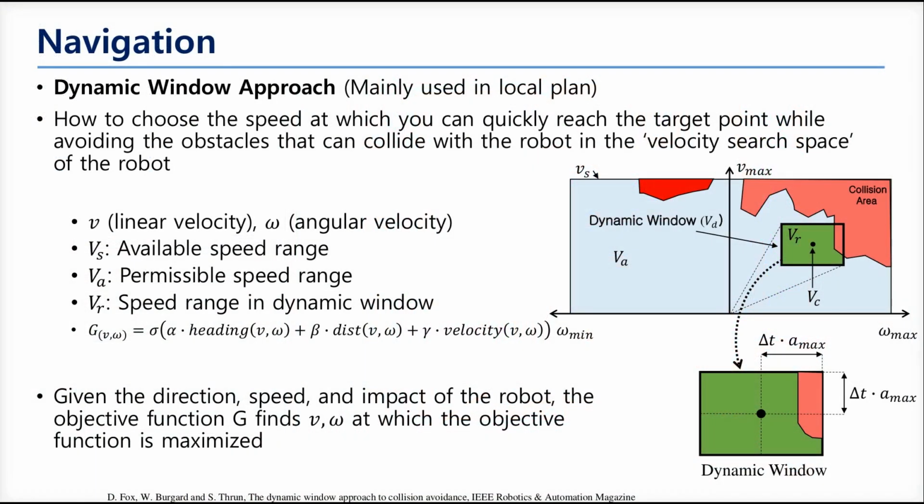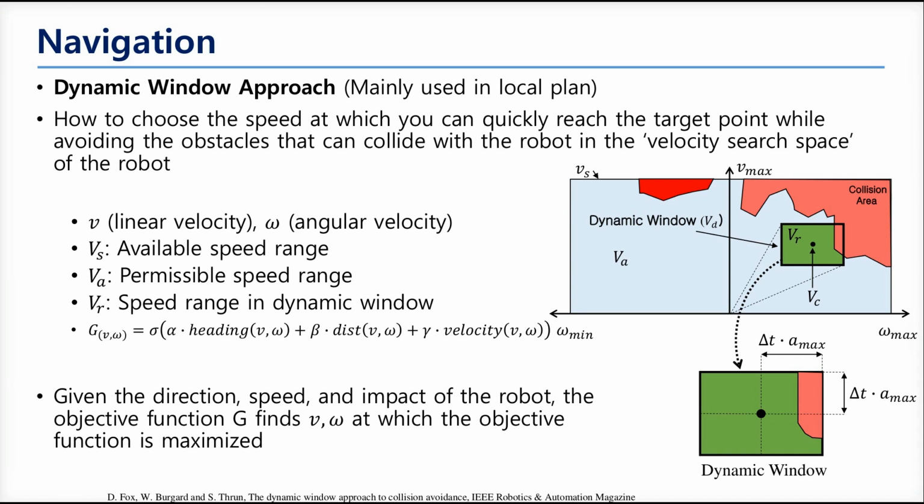So here the navigation uses the dynamic window approach. If you are new to this algorithm, you may think that the graph on the right side has a left axis meaning going left, and a right axis meaning going right. But unfortunately, that's not true. Just imagine the Fourier transform.